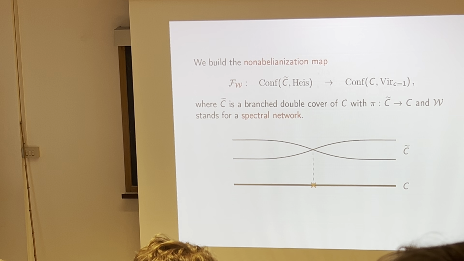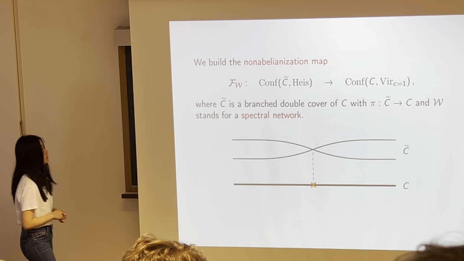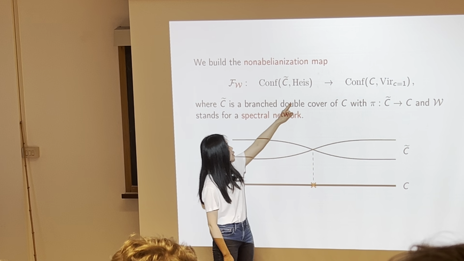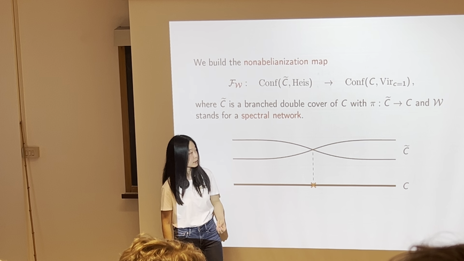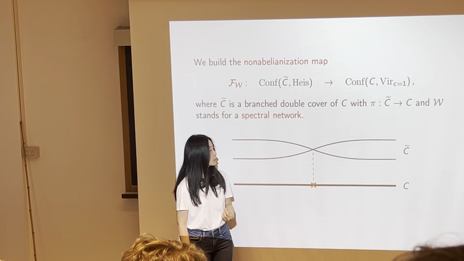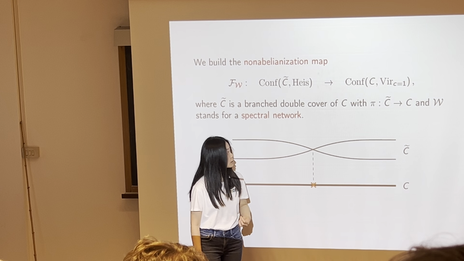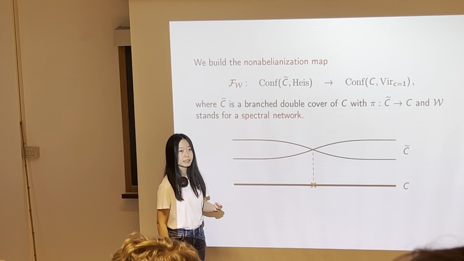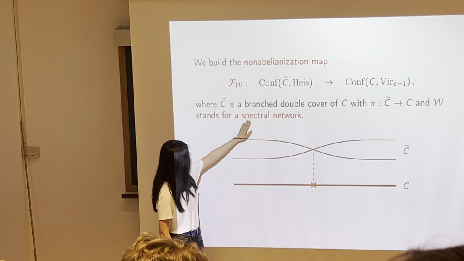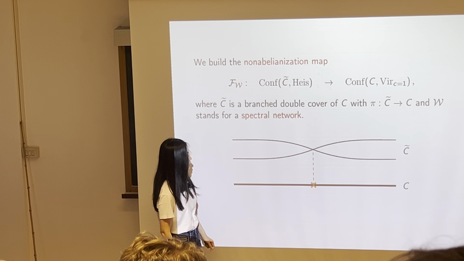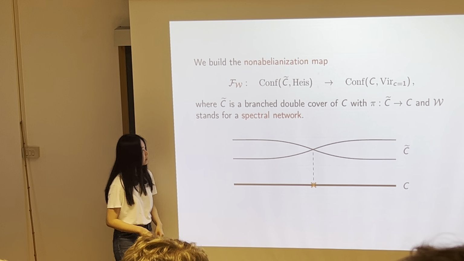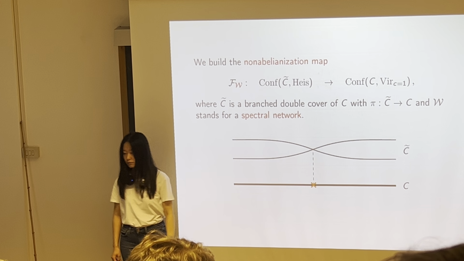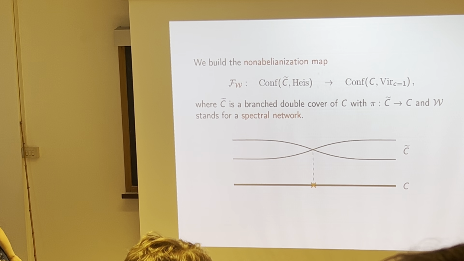So to be more specific, what we are doing is to build a non-Abelianization map, this F_W, to go from the space of Heisenberg conformal blocks over C tilde to the space of Virasoro c equals 1 blocks over C. And as said before, here we do need to require this C tilde to be a branched double cover of C. And this subscript here, this W, represents a spectral network.